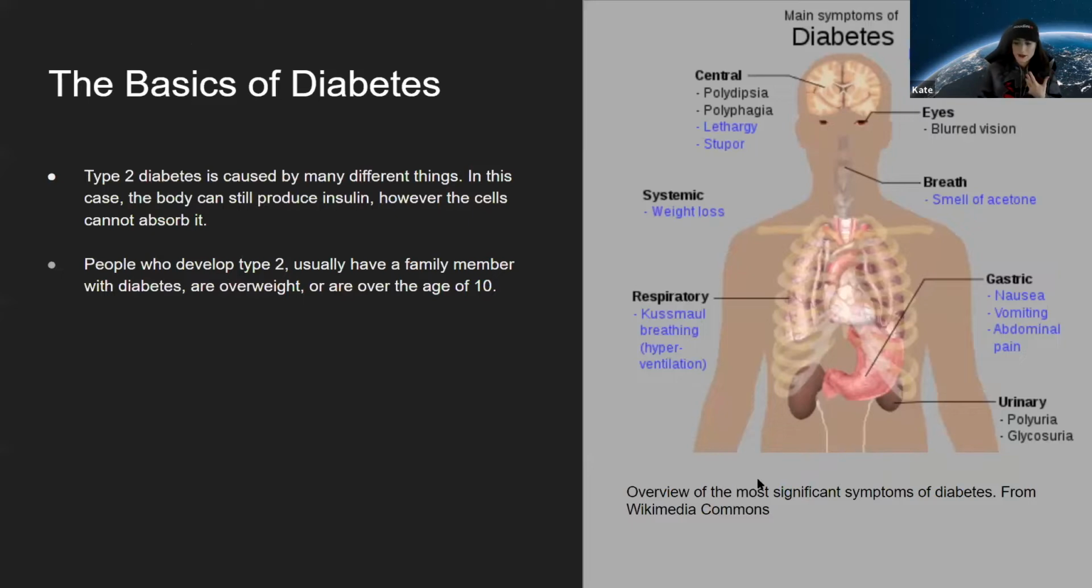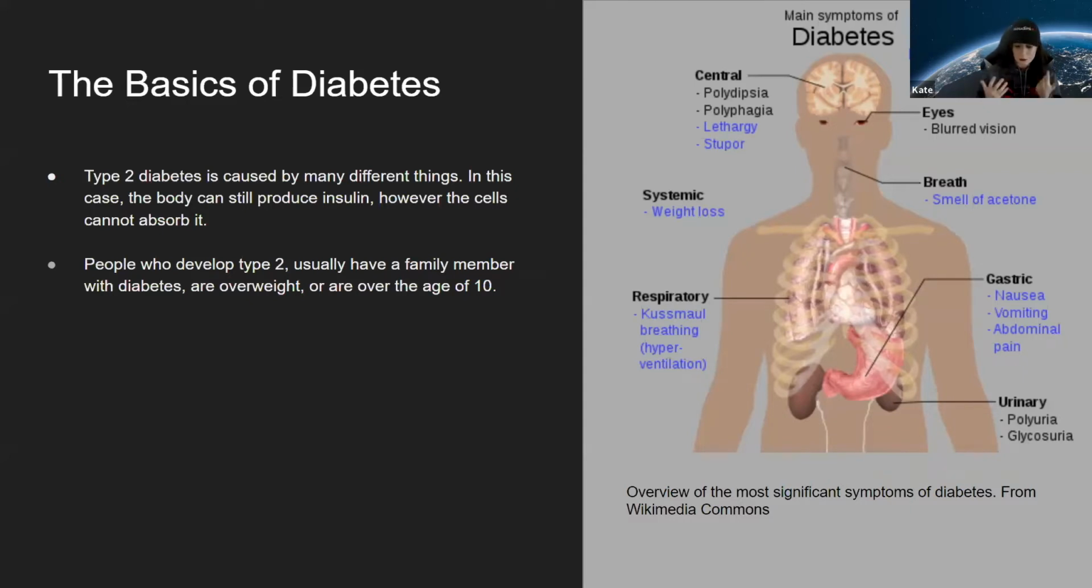Type 2 diabetes is also caused by many different things. In this case, the body can still produce insulin, however, the cells cannot absorb it. People who develop type 2 usually have a family member with diabetes, or they are overweight, or they are over the age of 10. So there's two main types.